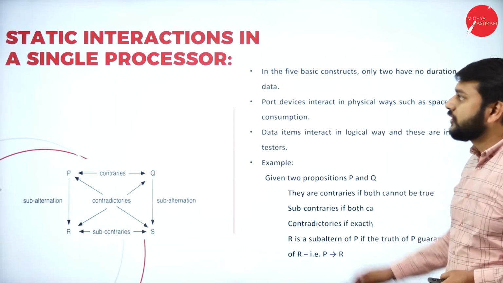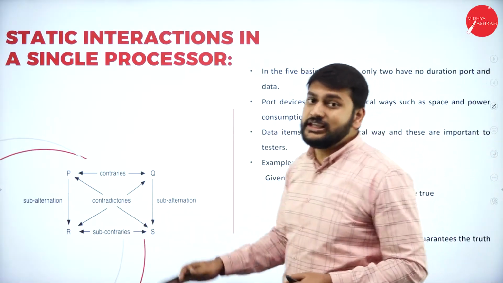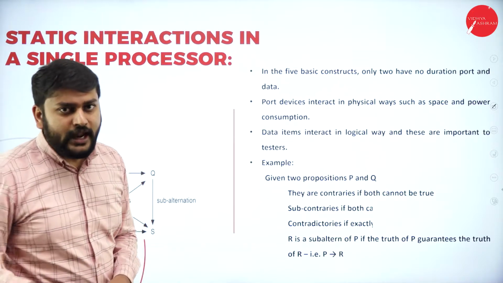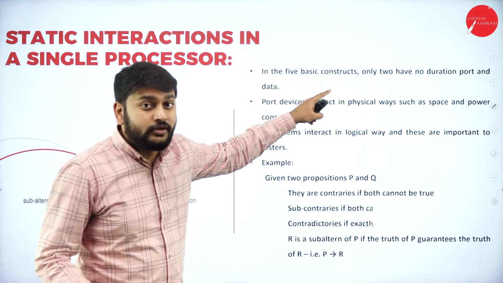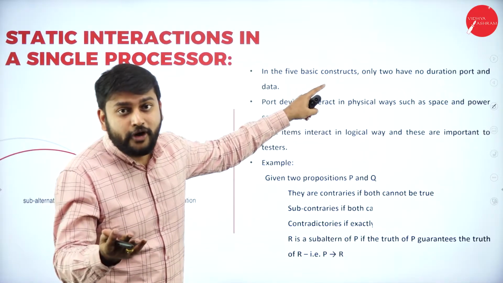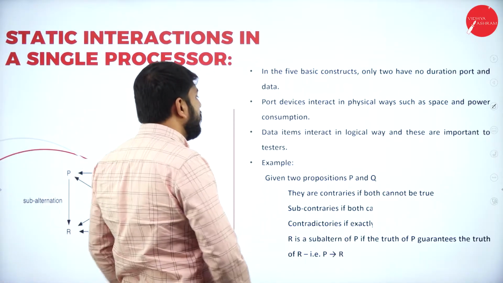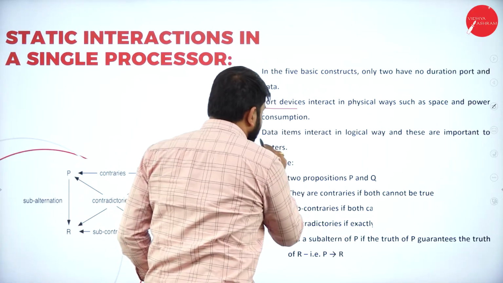Let's start. So guys, the first one that I have is a static interaction in a single processor. When I'm discussing this, it's very important that you remember the 5 basic constructs. We discussed them, right? Which was missing one important one, that is location. Yes, I'm speaking about this. So please remember, they speak about the data and they speak about the ports.